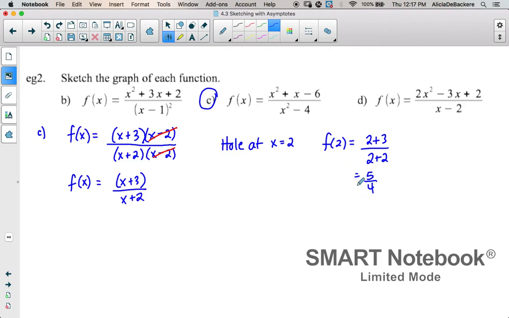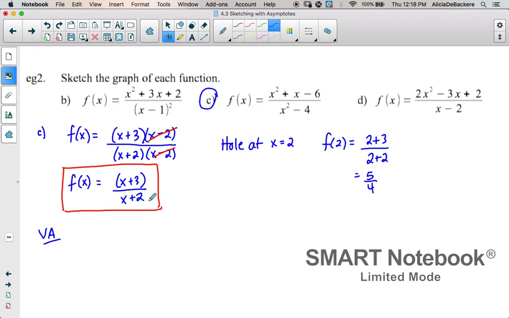So I'm going to add that hole to the graph once I get down to that part. Now I'm going to move on to the asymptotes. First up is the vertical asymptote. I'm considering asymptotes in this question because it is a rational function. And again, I'm only looking now at the leftovers after I canceled the hole. I'm not going back and considering the original function.